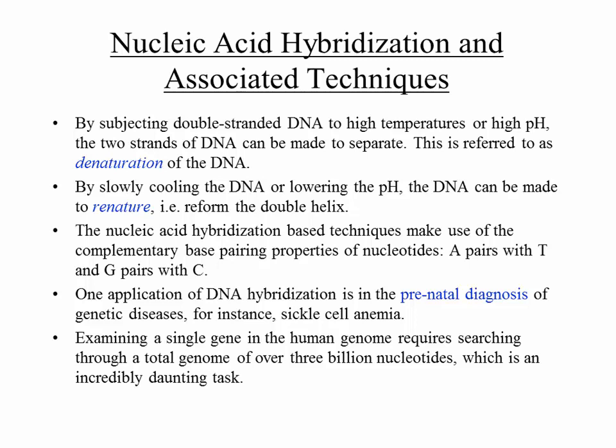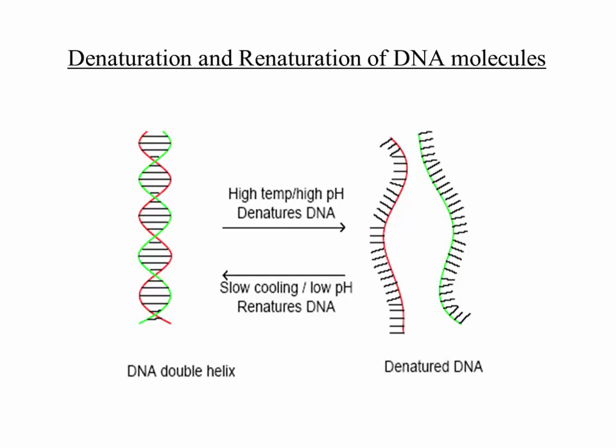Now, examining a single gene in the human genome requires searching through a total genome of over 3 billion nucleotides. That's a big task. But this can be simplified because if a person is going to have sickle cell anemia, we know exactly what DNA mutation is going to cause that disease. So we can go looking for it in a very, very precise fashion. And I'll give you some details about that in a few minutes.